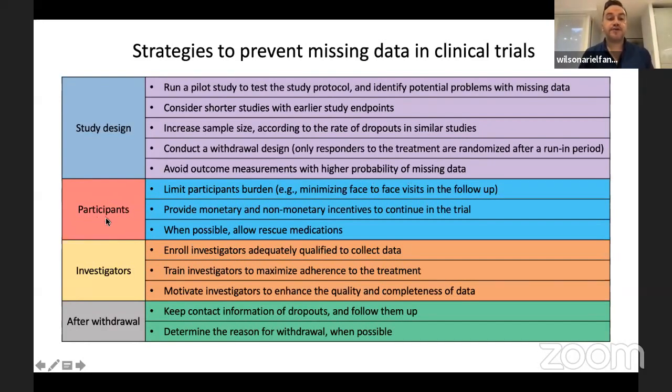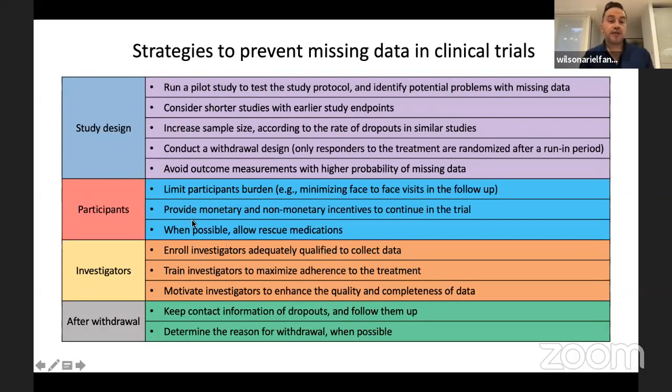And in terms of the participants, obviously try to limit the burden of the participants. For example, try to minimize the face-to-face visits or the number of visits to the hospital, because if in your design the patient needs to go, I don't know, maybe every single week for the follow-up, you might expect that sometimes the patient might not be able to go to the follow-up. So this is a source of missing data. That's something to keep in mind as well.